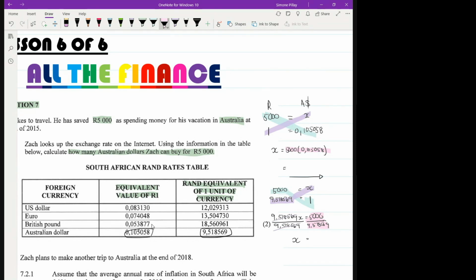But obviously, in a test situation, you won't know which one to use. You won't know which one is going to be the easiest one. Once you practice, you'll tend to see which one will be the easiest one. But if you don't know, you can use both. As long as you set up your equations in the right way, you'll get the same answer for both of them.